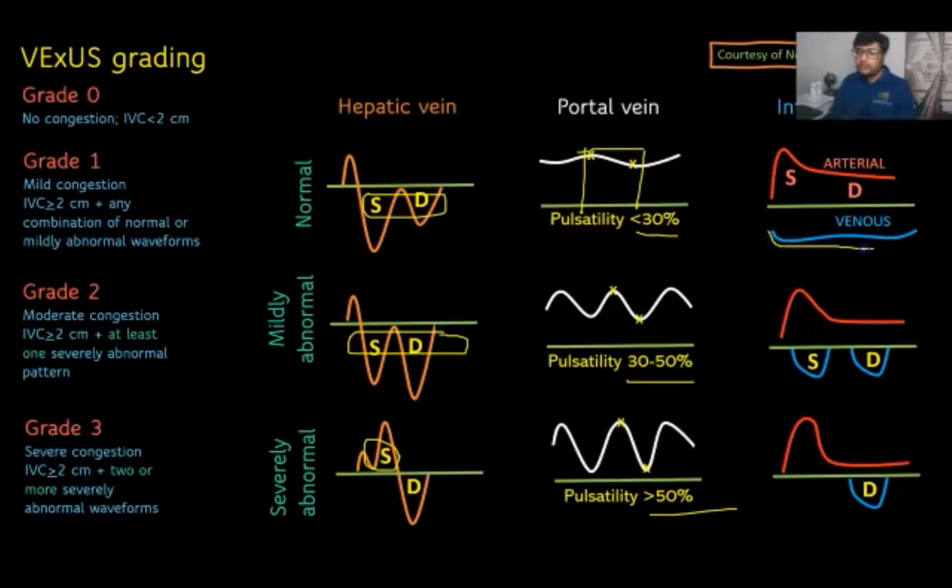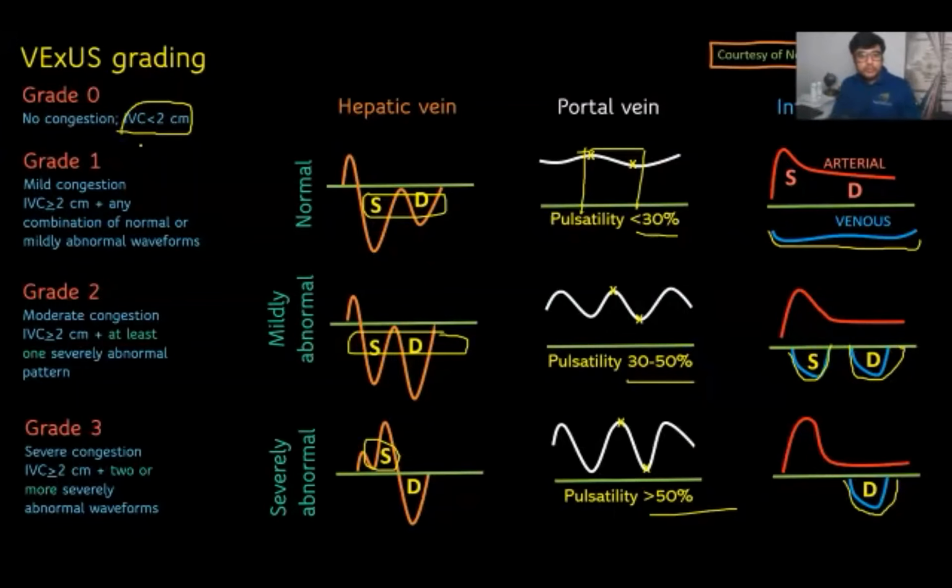Normal intrarenal venous waveform is continuous. When you see this biphasic pattern with two distinct venous waveforms, that is systolic and diastolic waveforms, that's mildly abnormal. And if you see only the D wave or the diastolic wave below the baseline, that's severely abnormal. You call it grade 0 or no congestion when the IVC is small and collapsible. In this study, the IVC less than 2 centimeters was considered small.